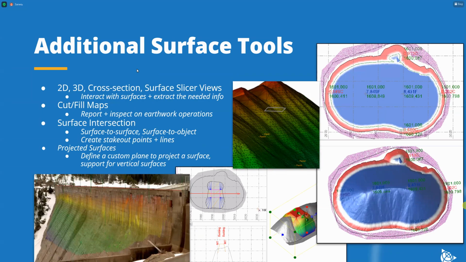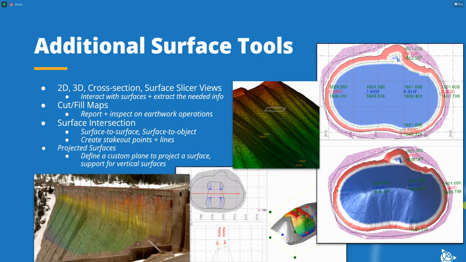Additional surface tools. I'll just quickly run through this. I won't touch on this today in the demonstration, but just for you to take note of, there's obviously 3D cross sections, surface slicer views that you can get to interact with your surface and extract the needed info. Cut fill maps, that's obviously utilized for reporting and inspecting on earthwork operations. For your surface intersection, we have surface to object options, and you can create stakeout points and lines as well with your surface.